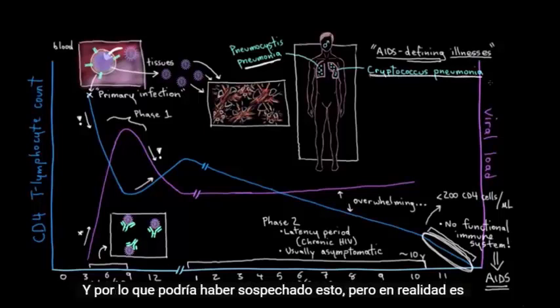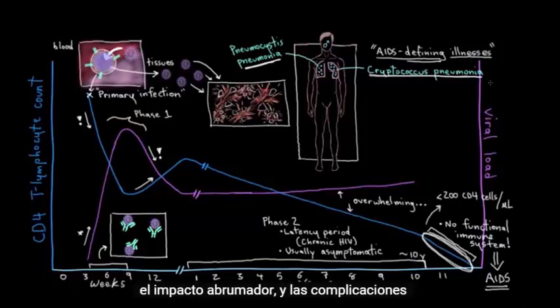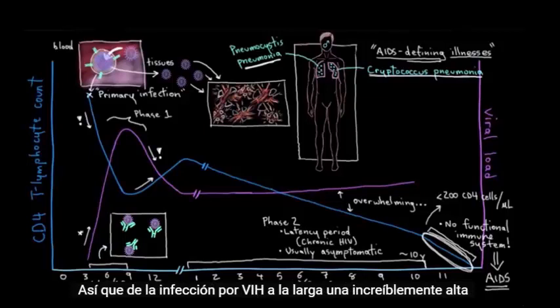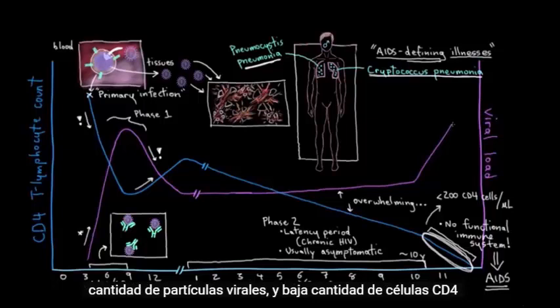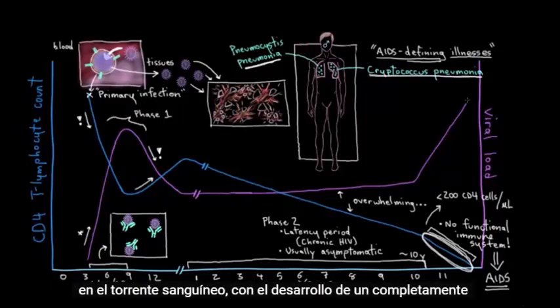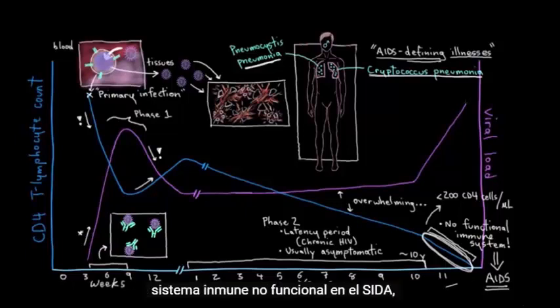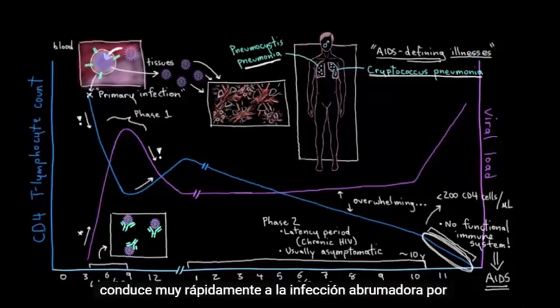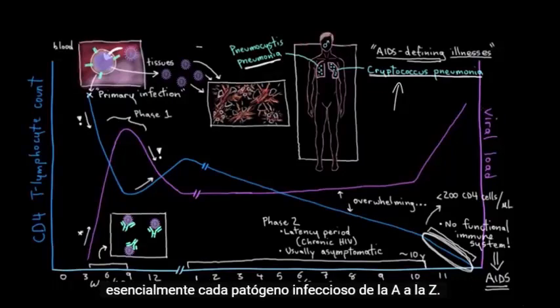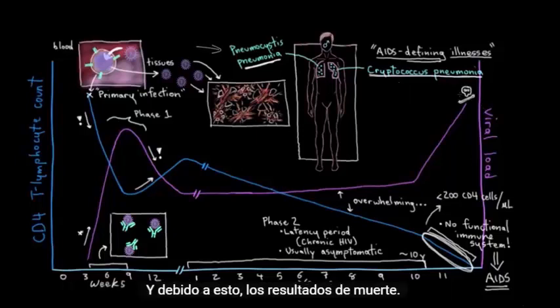And so you might have suspected this, but it's actually the overwhelming impact and the complications of serious infections that you pick up because of the immune deficiency in AIDS that actually results in the death of the person. So from HIV infection to eventually an incredibly high amount of viral particles and a low amount of CD4 cells in the bloodstream, to development of a completely non-functional immune system in AIDS, very quickly leading to overwhelming infection by essentially every infectious pathogen from A to Z. And because of this, death results.